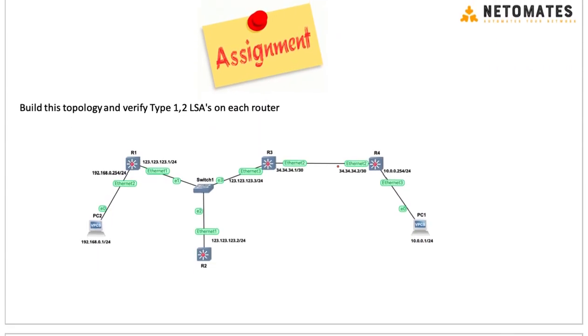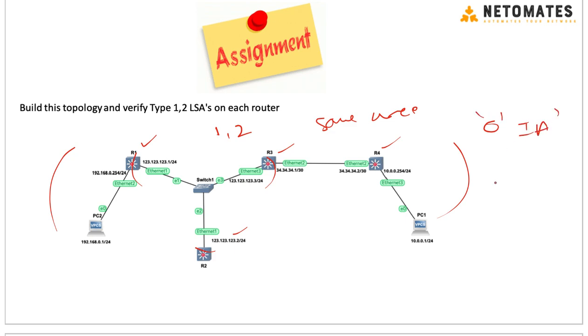So the assignment for this class is to build this topology, and in this topology you will only see type 1 and 2 LSAs. Type 2 you should see here, type 1 you should see everywhere. As everything is part of the same area, you don't see any inter-area routes or type 3 LSAs, or 4 or 5, because there is no ASBR and there is no ABR. So you shouldn't see 3, 4, 5 in this topology.